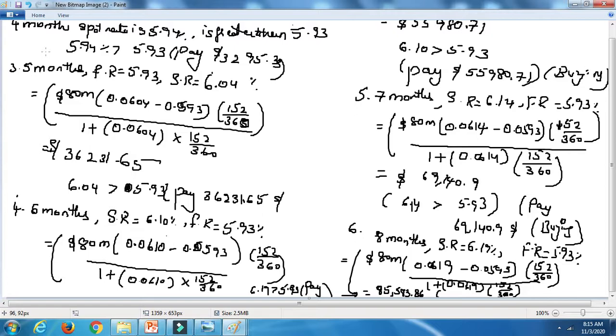In the 6 month forward rate it came to somewhere around $55,980. It is more, so that is the reason it is buying only. In the next situation also it was 69,140.9. It is also more, so it is also a buying situation. This sort of question he may ask. It's very easy. I hope you understood.